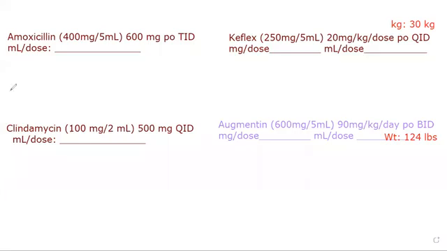Right, this is going to be a tutorial on weight-based dosing calculations using dimensional analysis. All right, so our first one here is amoxicillin 400 milligrams per 5 mLs, and we need 600 milligrams PO/TID. What we need to solve for is milliliters per dose. So that's going to be how we start our problem. Milliliters per dose is what we're looking for.